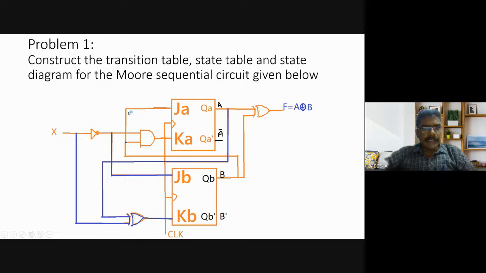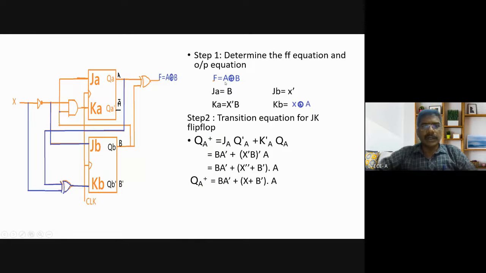JA is simply B. You see the input comes to JA, and it is coming from B. So JA equals B, KA equals x dash B. I have put this in the next slide. JA equals B and KA equals the output of an AND gate, so x dash into B. This blue point refers to B. So x dash B is KA.